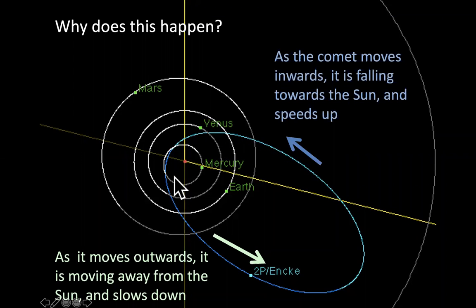Then it whips by the sun. As it whips by the sun, it's now moving away from the sun. So the sun is trying to pull it back, which is slowing it down. It eventually basically stops in terms of its radial motion, then starts falling back in, speeding up. So this is actually kind of sensible.